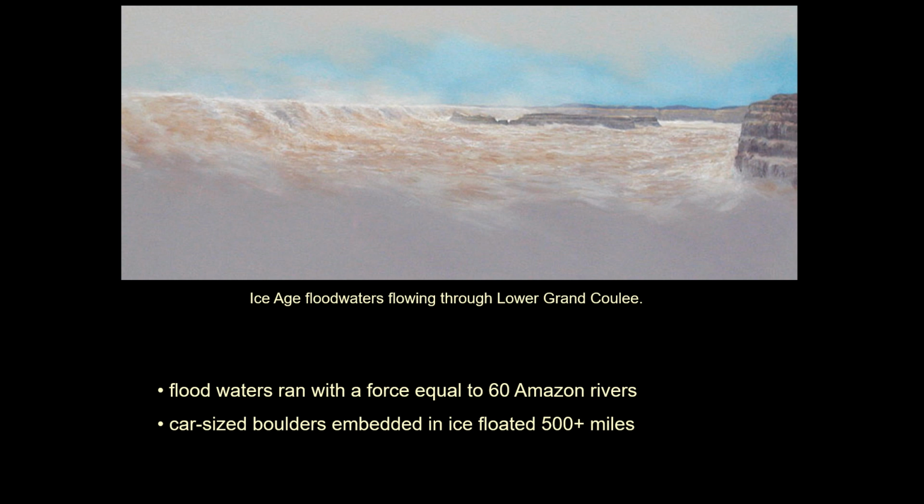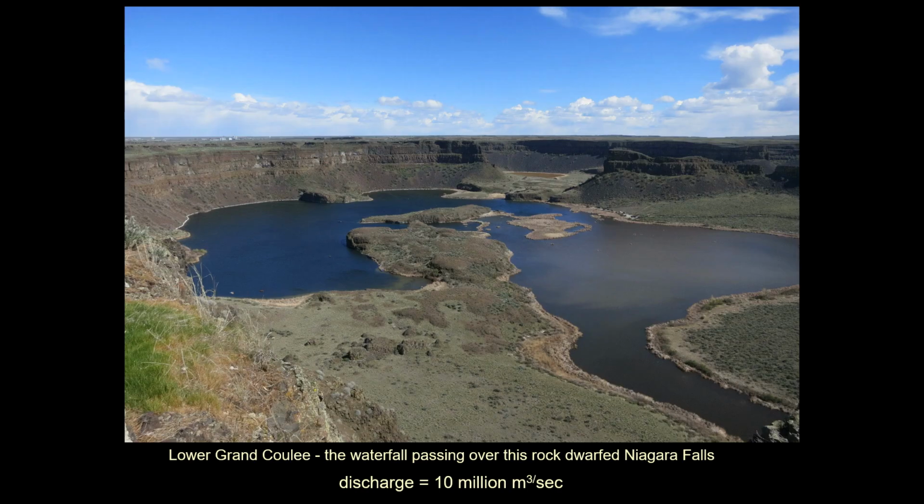And this is what it might have looked like, the Ice Age floodwaters through Lower Grand Coulee, a place you can visit today, and you can see evidence of this. So floodwaters ran through this area with a force equal to 60 Amazon rivers, the flow of the current Amazon River 60 times. Car-sized boulders embedded in the rock, in the ice, floating 500 or more miles. It was pretty big.